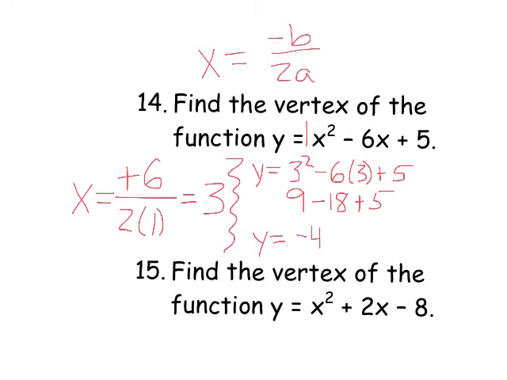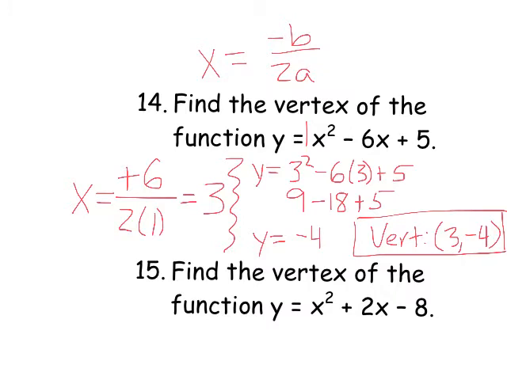So what is my vertex? 3, negative 4. It's always x comma y. So 3, negative 4. Okay? So that's how you find your vertex. Use your formula for x, then plug the x value back in to find your y. Remember, a vertex is always an ordered pair. All right. You guys try 15 with your partners.